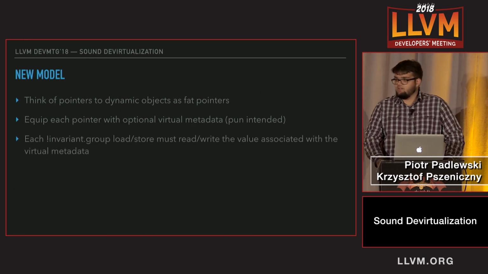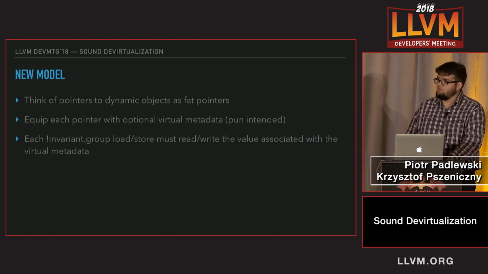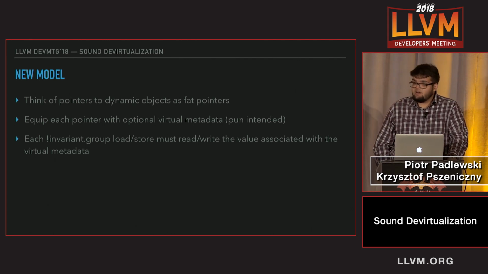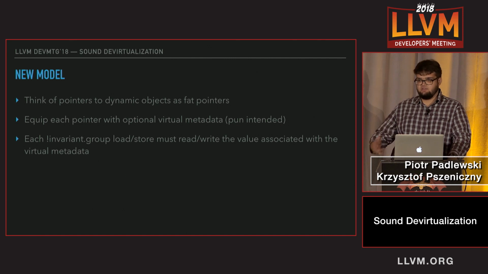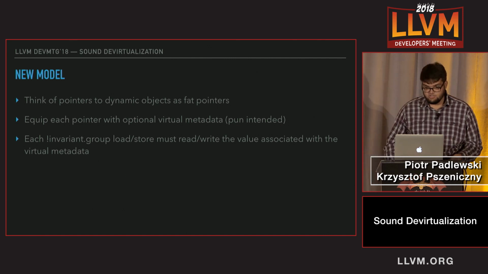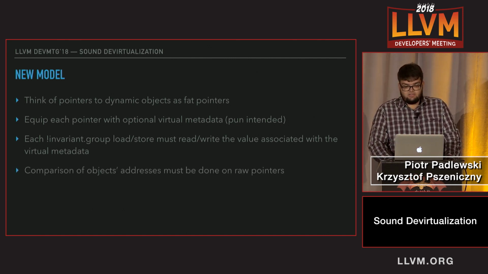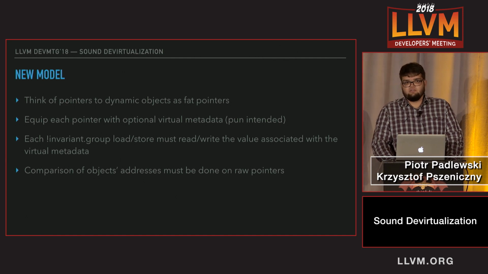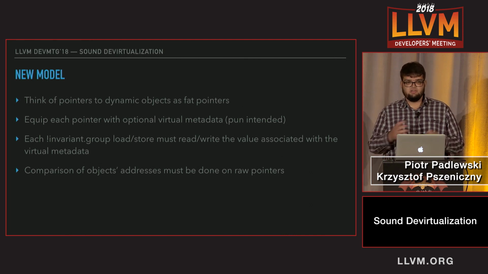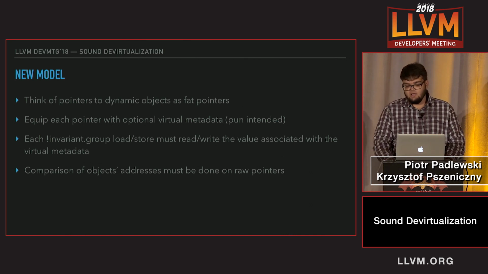And we require that each invariant group load or store must read or write, respectively, the value associated with the virtual metadata, so basically the dynamic type of the object. And that comparison of objects' addresses, or any other operations, such as pointer to int conversions, that could possibly reveal the equality, must be done on raw pointers that have no associated virtual metadata.